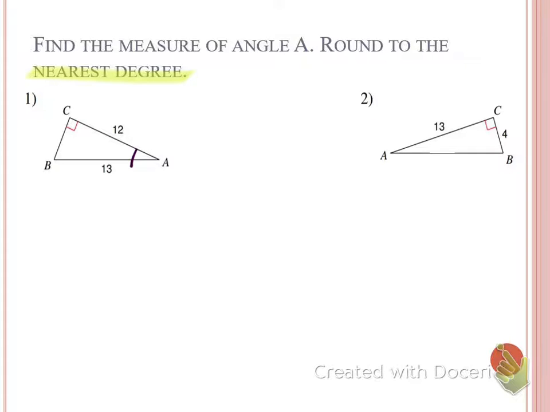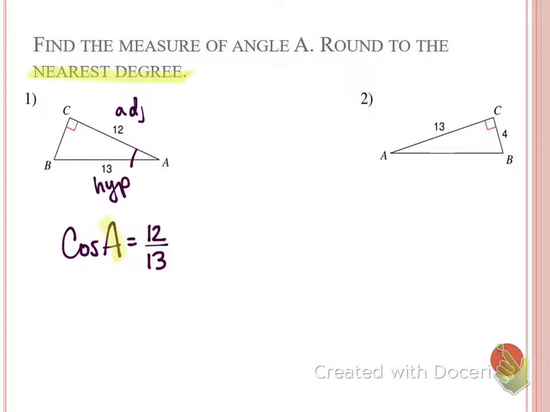So to figure out which trig ratio, we have to label the sides like normal. So you're going to label 12 and 13. What kind of side is 12? Adjacent. And what kind of side is 13? So which trig ratio will we use? Cosine from angle A will equal the adjacent, which is over the hypotenuse, 13.